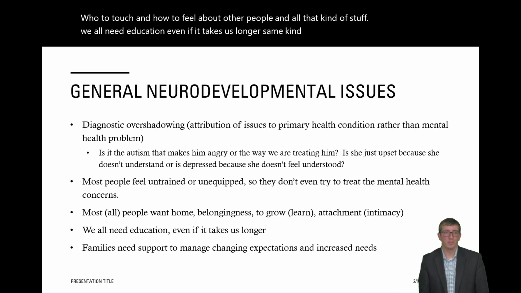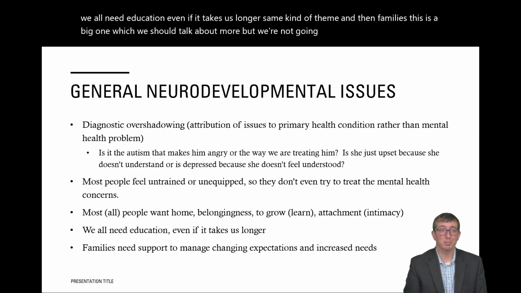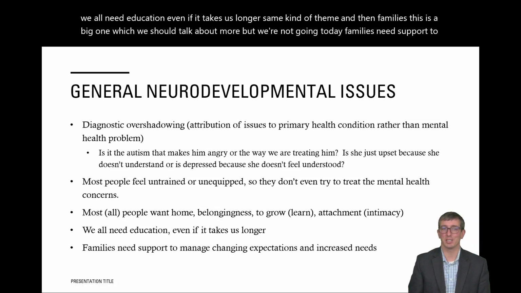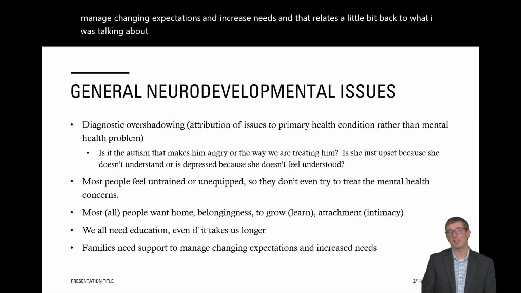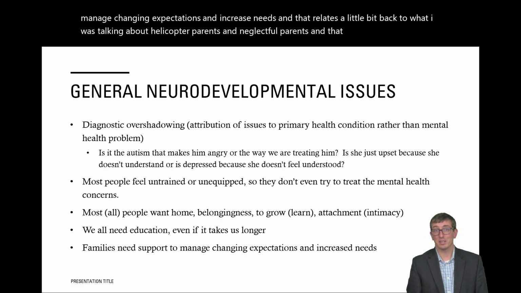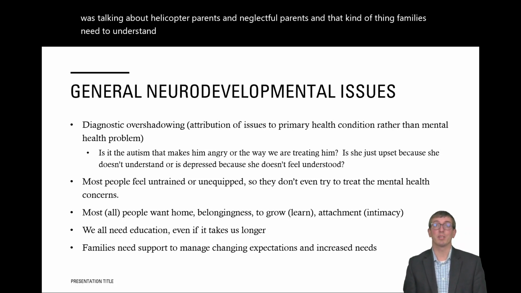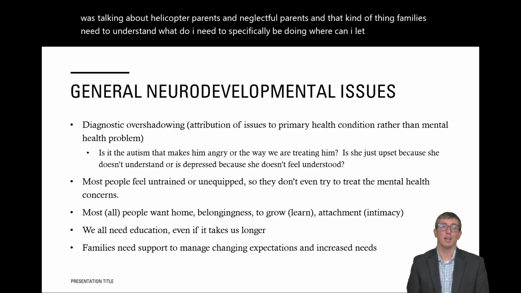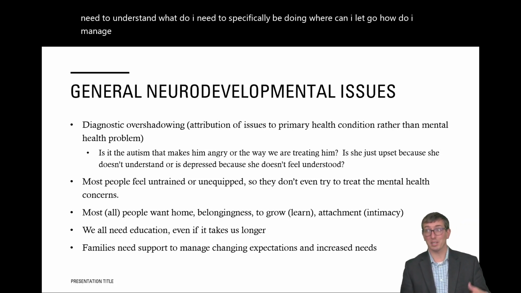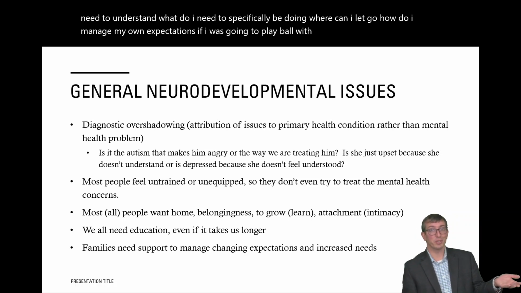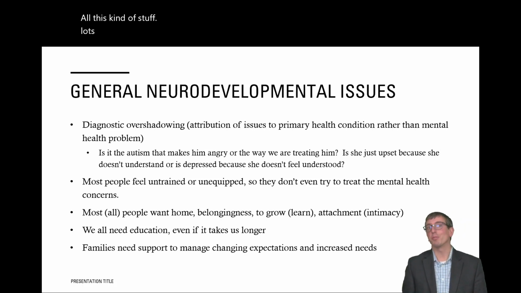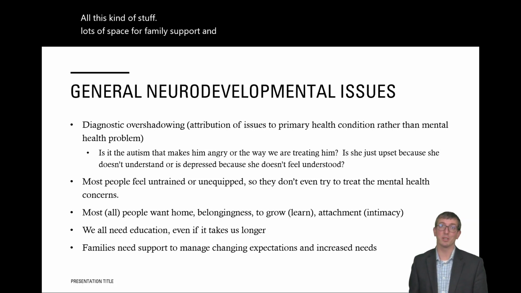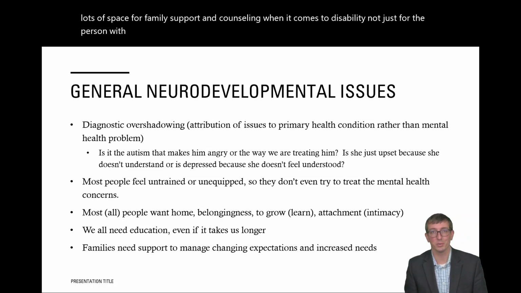Same kind of theme. And then families, this is a big one, which we should talk about more, but we're not going to today. Families need support to manage changing expectations and increased needs. And that relates a little bit back to what I was talking about, helicopter parents and neglectful parents, and that kind of thing. Families need to understand, what do I need to specifically be doing? Where can I let go? How do I manage my own expectations of I was going to play ball with my kid when he got older and now I can't, and all this kind of stuff. Lots of space for family support and counseling when it comes to disability, not just for the person with the disability, but other people as well.